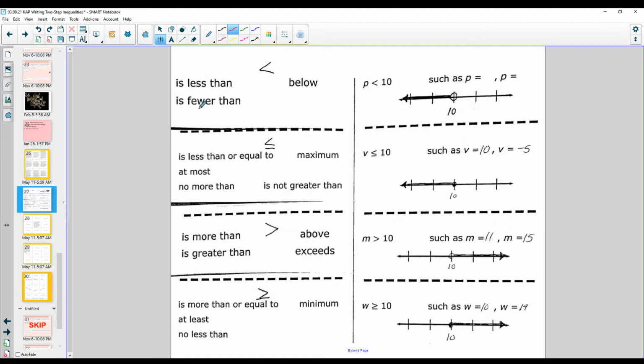Less than, fewer than, below is represented by this less than inequality. Less than or equal to, at most, no more than, maximum is not greater than means less than or equal to. More than, greater than, above, exceeds is represented by the greater than symbol. More than or equal to, at least, no less than, minimum is represented by the greater or equal to.